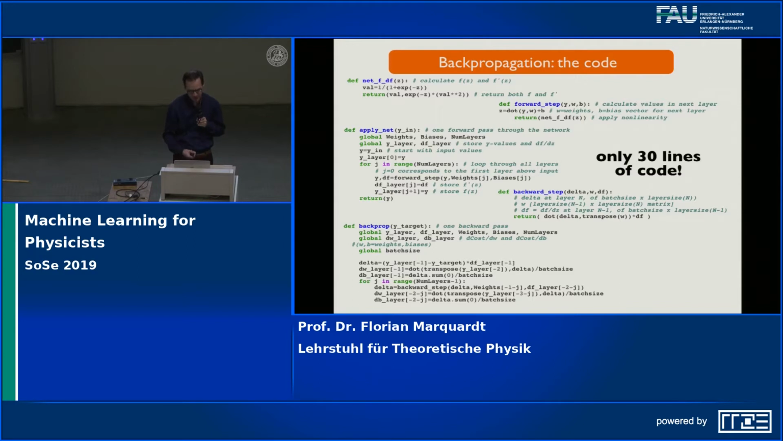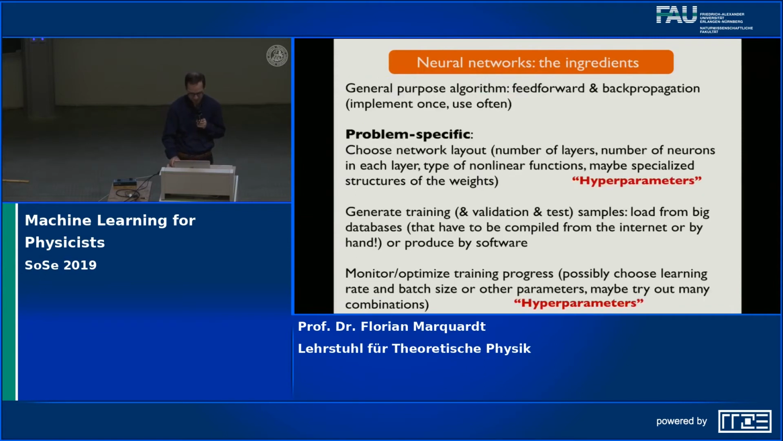I just want to emphasize once again that all of this, both the forward propagation where you evaluate the network on its input and the backward propagation all together can be written in 30 lines of code. So it's really not that much. And this is very general. So once you have this, you can train arbitrary networks. So to summarize, if we have a neural network, there's a general purpose algorithm, the evaluation of the network, which we call feed forward, and the backpropagation, which is calculating the gradients. But that doesn't mean that you can now attack an arbitrary problem.